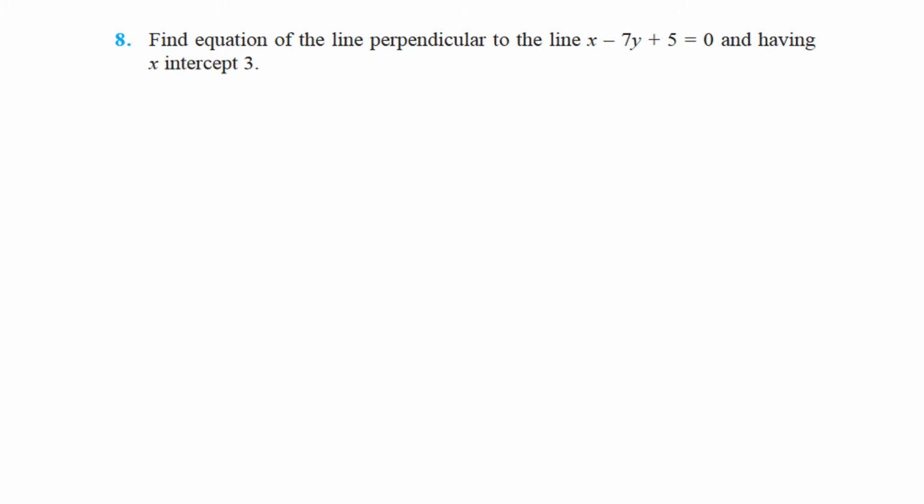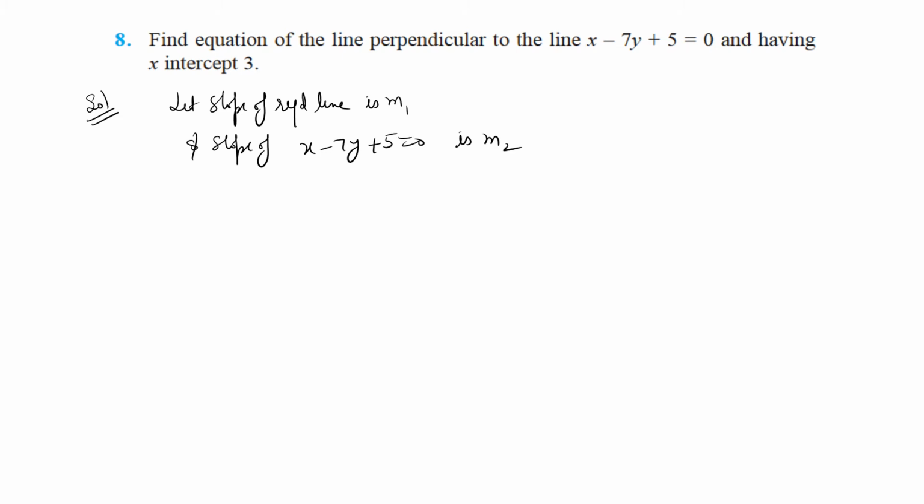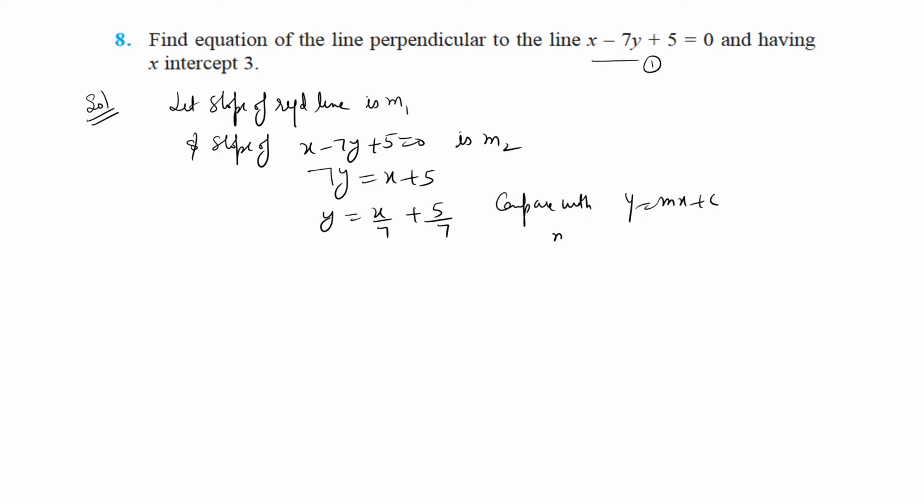Question number 8 says, find the equation of the line perpendicular to the line and having x-intercept as 3. So we are familiar with the connection between slopes of perpendicular lines, that the product of their slopes is minus 1. So let the slope of my required line be m1, and the slope of your line x minus 7y plus 5 equal to 0 be m2. Okay. This is my equation number 1. So let us express it in the form y equal to mx plus c. So clearly I can see the slope. I will compare with y is equal to mx plus c. So my slope here is 1 by 7.